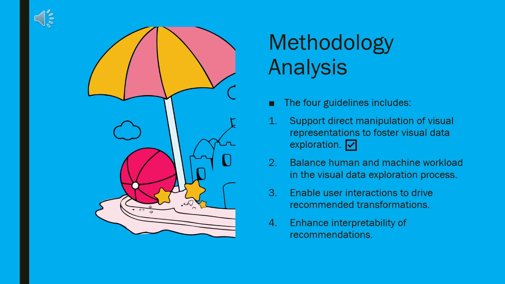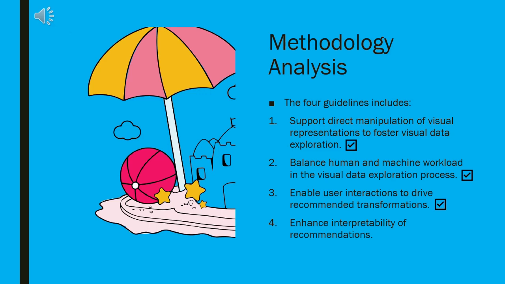The second guideline is balancing human and machine workload in the visual data exploration process. I think it is satisfied, because in order to let the recommendation engine provide some examples, users need to think about how to change those data to lead the recommendation engine to give the desired results. The third guideline is enabling user interactions to drive recommended transformations. It is satisfied because the recommendation engine will provide a list of possible samples to the user based on the user's operation.